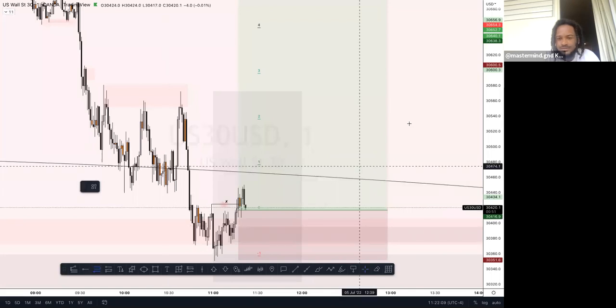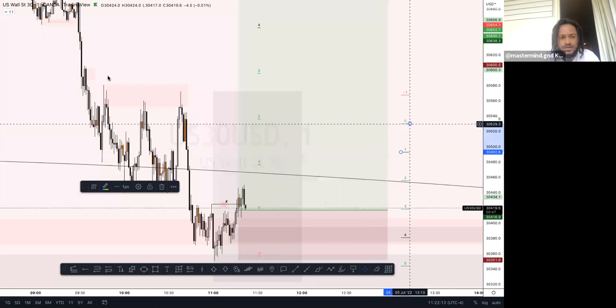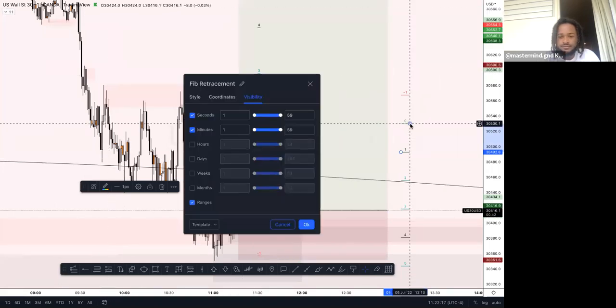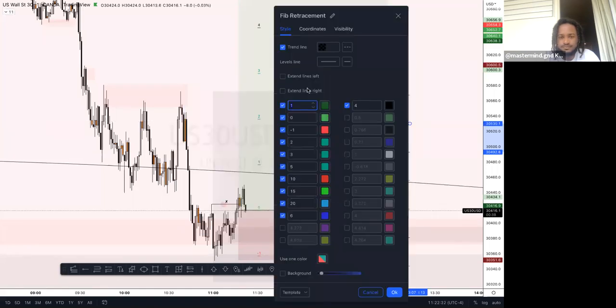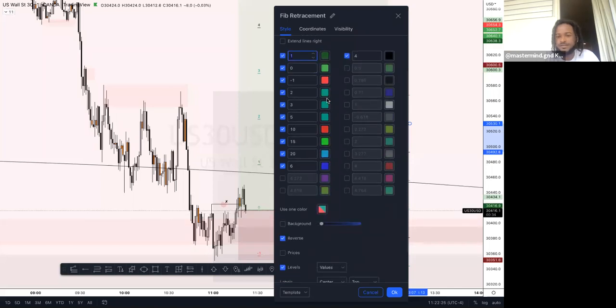Fibonacci settings. Just take a screenshot of it. Saw someone asking. This is a Fibonacci setting, so just take a screenshot of it.